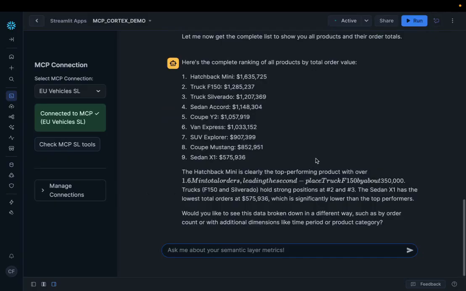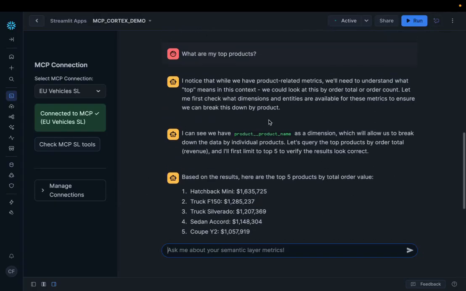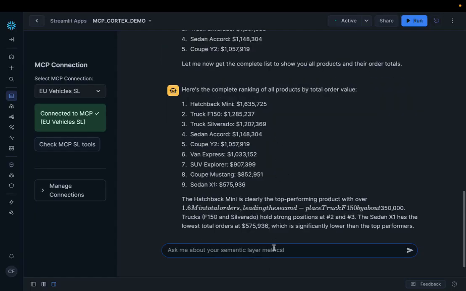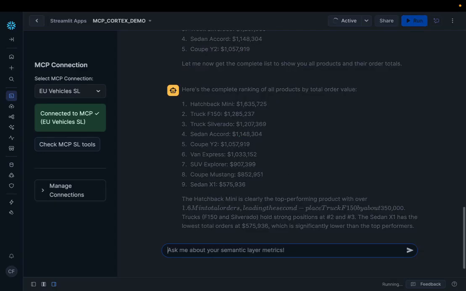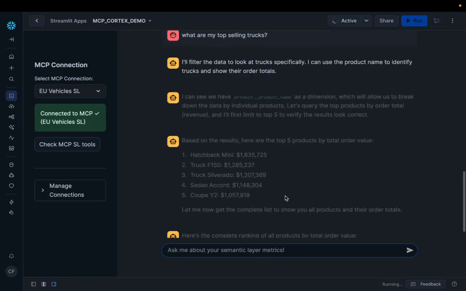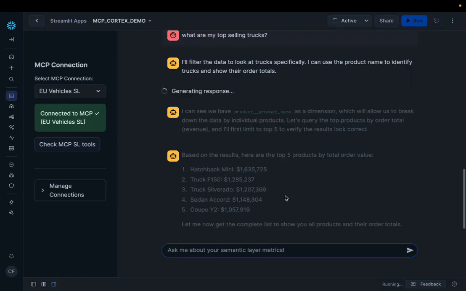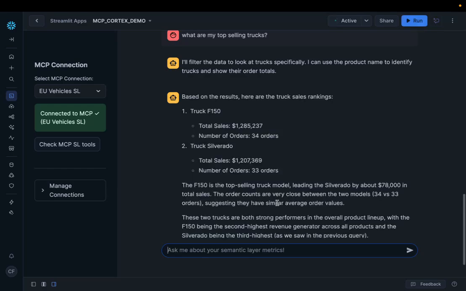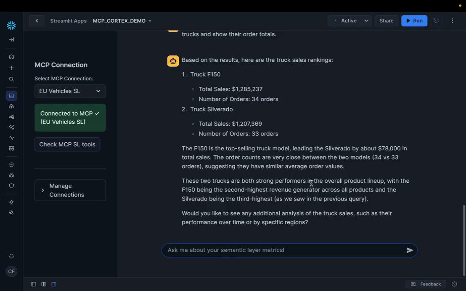Awesome, so we got some results back here, and it was pretty neat to watch it reason through what I meant by top products. Let's go ahead and take a look at this one last time, but just look at trucks. Awesome, so apparently our customers here like Truck F-150 and Truck Silverado. So some things to notice here.